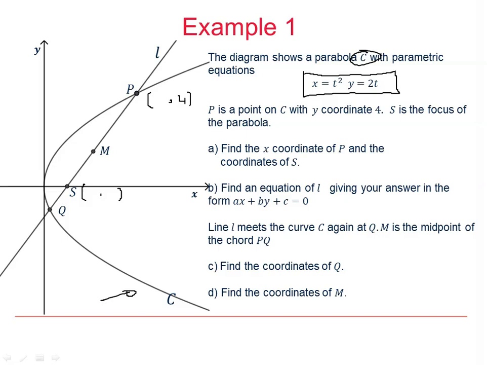Now that's going to involve us in using the parametric equations. Remember that for a parabola we've got standard parametric equations that we can look up from our tables. Once we've done that, the question asks us to find the equation of L. This is a straight line through P and S. And then to look at where L meets the parabola again at Q, and then to calculate the midpoint M of the line from P to Q.